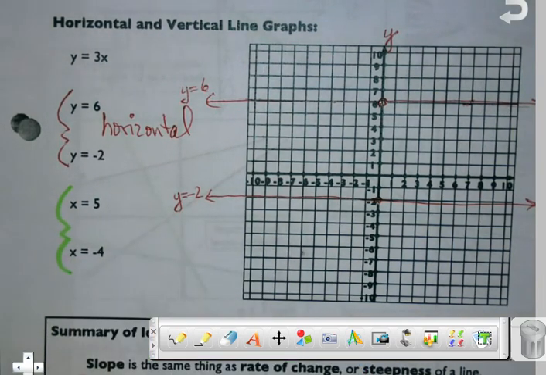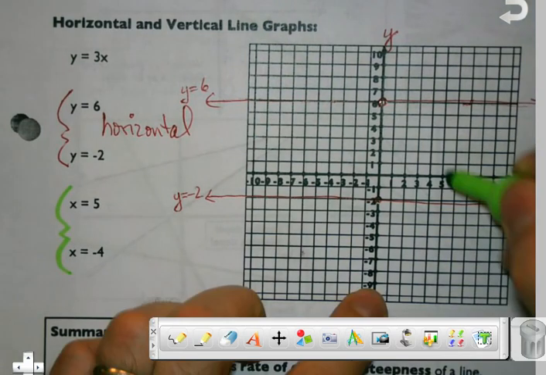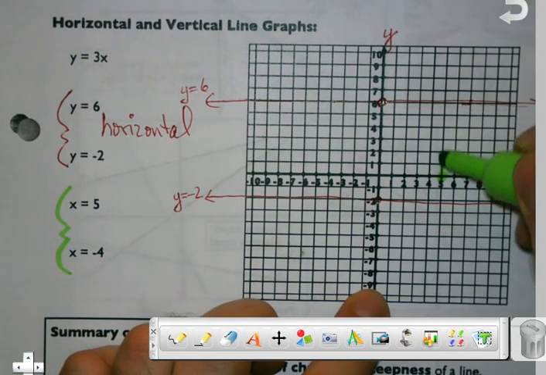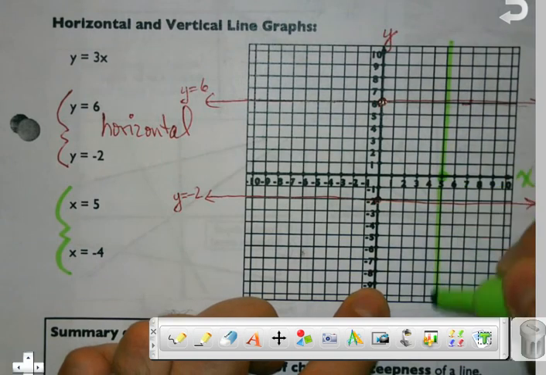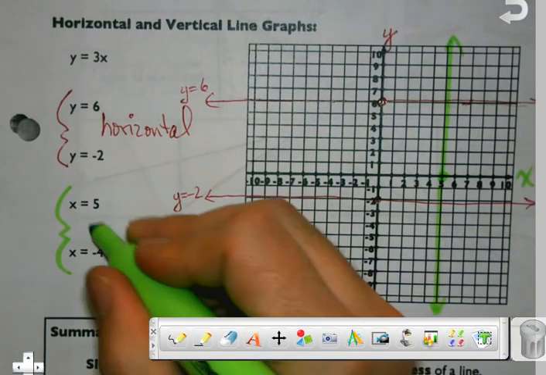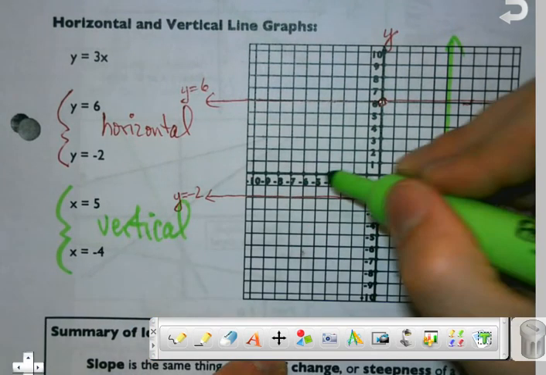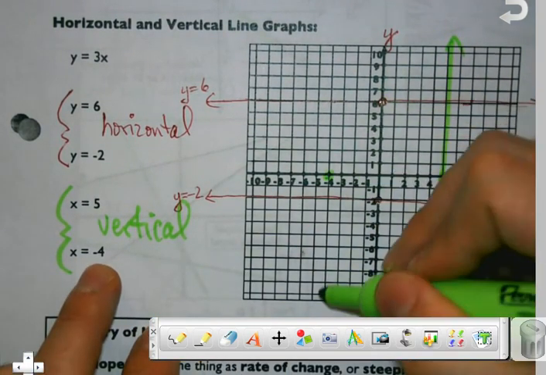If x equals, we go on the x-axis to that point. We're going to draw a vertical line, and those are undefined. It says x equals -4.